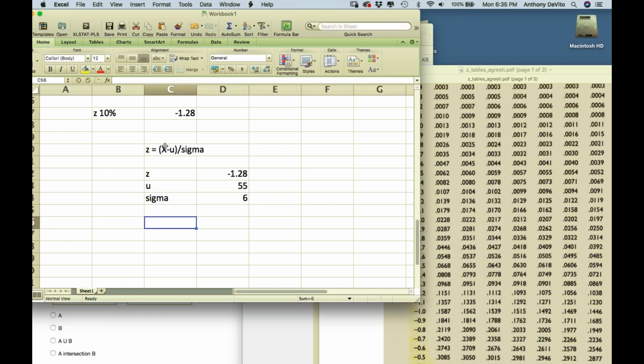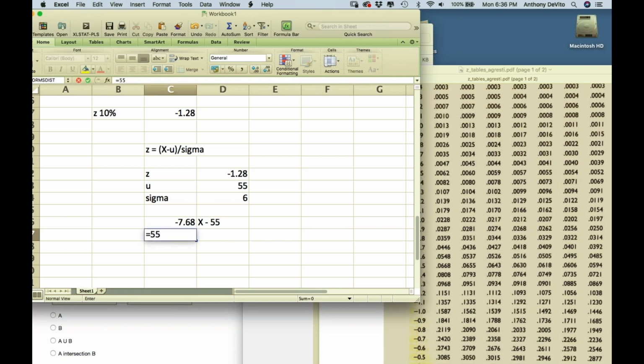So I can solve for x here. If I multiply both sides by sigma, it cancels out here. So the left side of this equation becomes z times sigma, and the right side becomes x minus mu. What did we say that mu was? X minus 55. So all I have to do is move that 55 over to the other side.